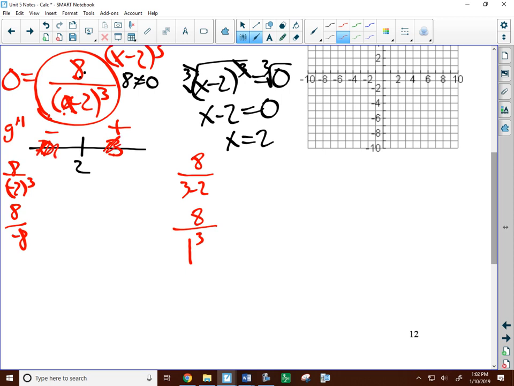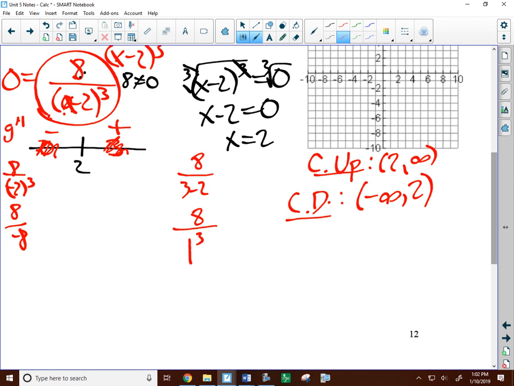Okay, so I get rid of my test points, and I'm pretty much just got to write everything down. Concave up where it's positive, at interval 2 to infinity. Concave down where it was negative on the number line, negative infinity to 2.